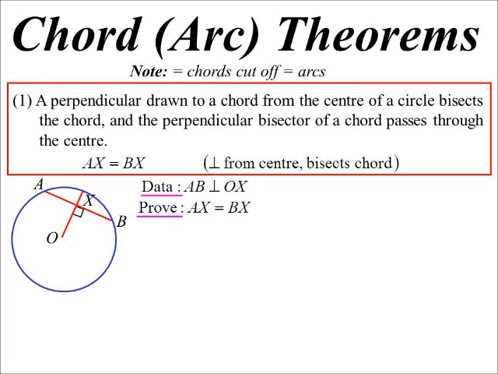Let's prove it. And a lot of these circle geometry proofs just use congruent triangles. So what do I know? I know AB is perpendicular to OX. I want to prove that AX is equal to BX.